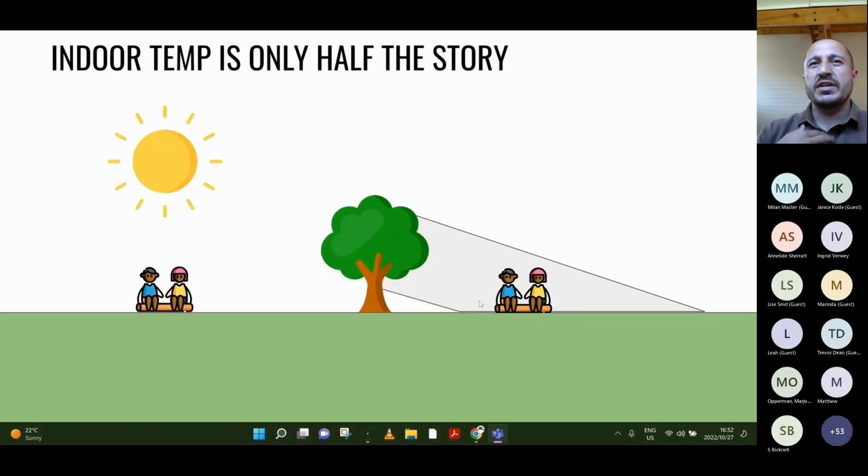Okay, so basically the point is indoor air temperature is only half the story. If you're sitting in a park, these two couples, the air temperature around them is exactly the same, but you know who's sweating and who's not. So indoor air temperature is only half the story. Airspeed and radiant temperature especially are super important.